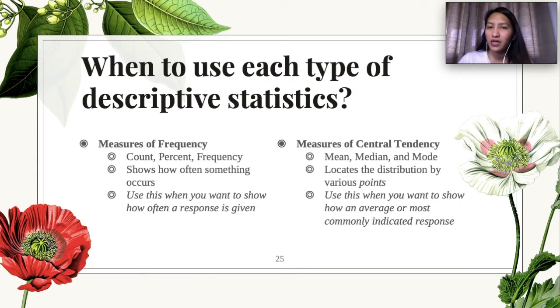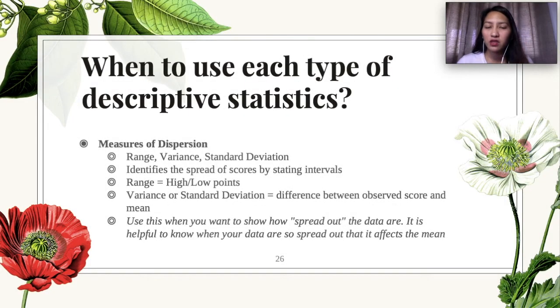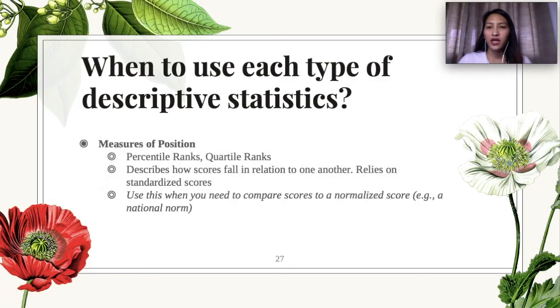So, kailan ba natin gagamitin yung different descriptive statistics? Gagamitin mo yung measures of frequency when you want to show how often a response is given. Yung central tendency naman, you will use this when you want to show how an average or most common indicated response. Ang dispersion, if you want to show how spread out the data are. And then, yung ating mga measures of position, you will use this when you need to compare scores to a normalized score.